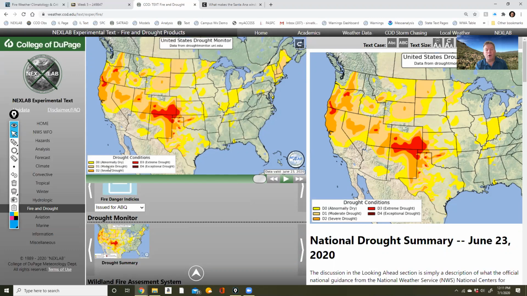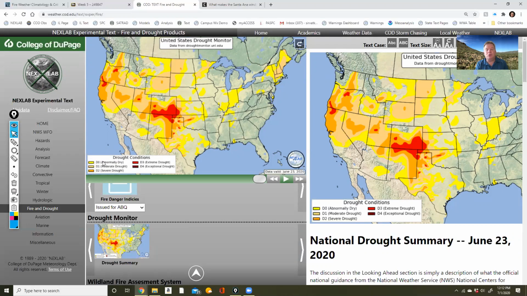Now, there are 4 levels of drought, and you need to know this. There's moderate drought, severe drought, extreme drought, and then exceptional. So right now, we do not have exceptional drought anywhere in the United States, but we have a couple of regions here and here that are in extreme drought. Lots of severe drought, and then some moderate drought.